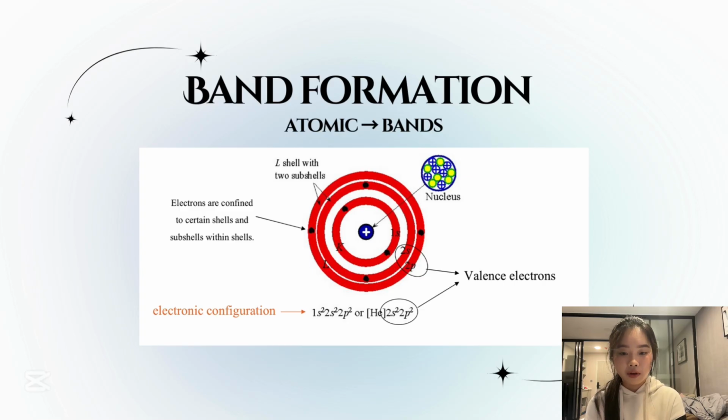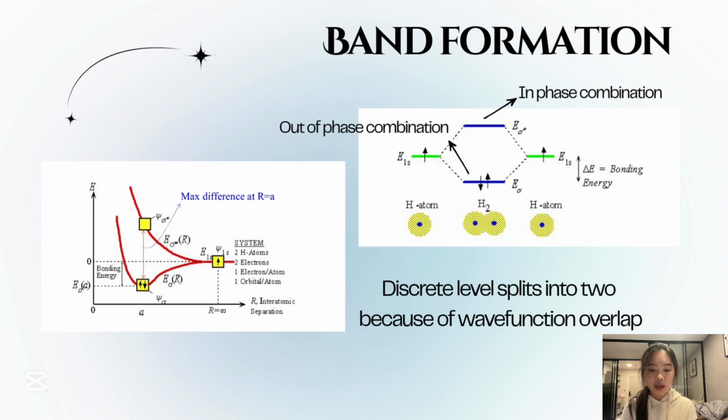First, let's talk about band formation. An isolated atom has discrete energy levels. When two identical atoms are brought together, each discrete level splits into two because of wave function overlap. For in-phase combination, the symmetric wave function is obtained and has a lower energy level. But for out-of-phase combination, the antisymmetric wave function is obtained and has a node between nuclei, and the energy level is then higher.